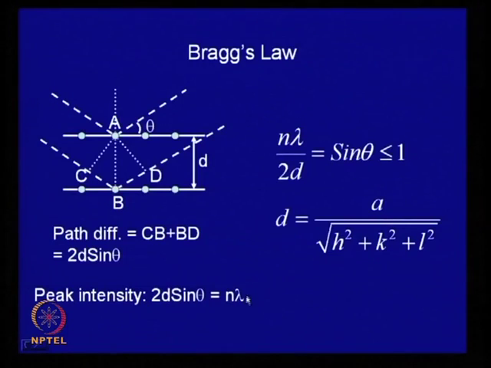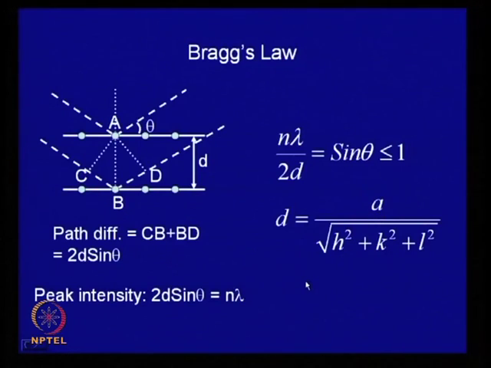Now, you can rewrite this expression in a different way. Say, n lambda over 2d is equal to sin theta. We know that sin theta is always less than 1. So, therefore, you can see in order to get a diffraction pattern, the wavelength of X-ray has to be substantially less than the lattice parameter of the metal.